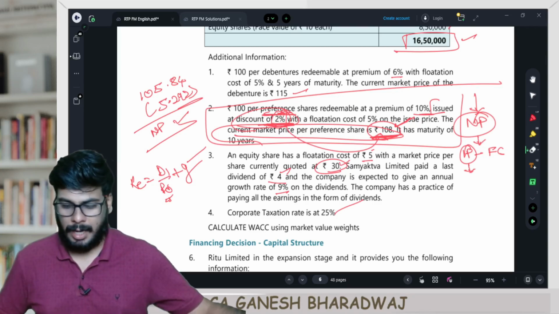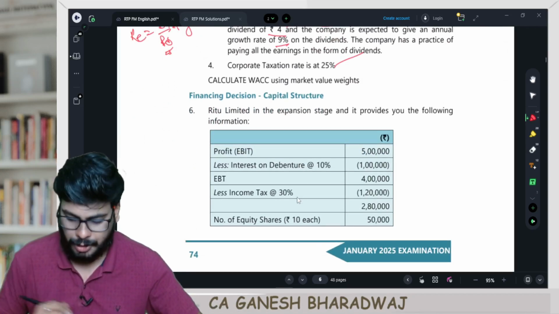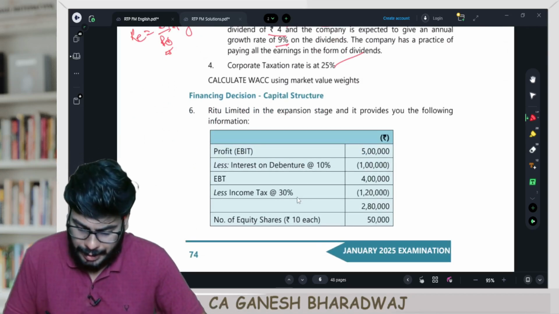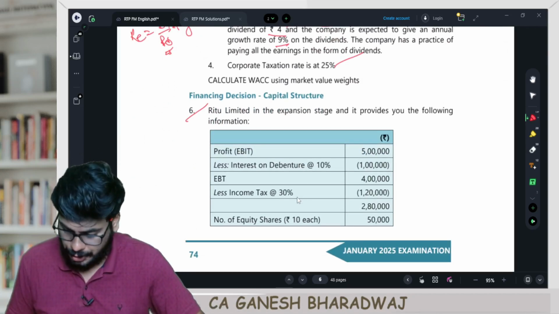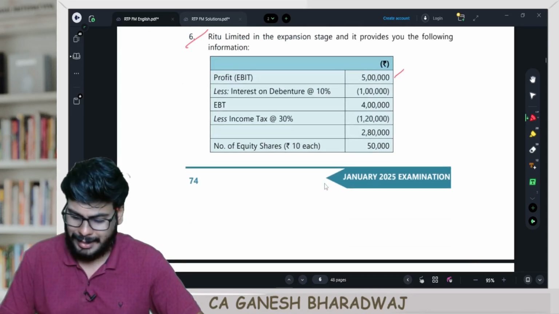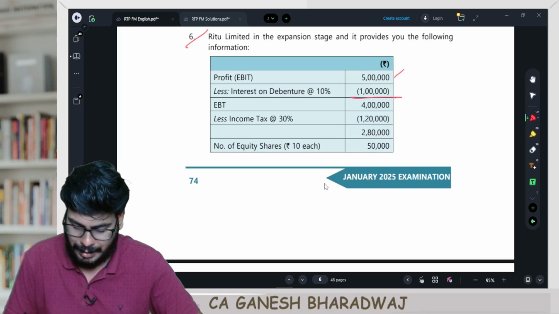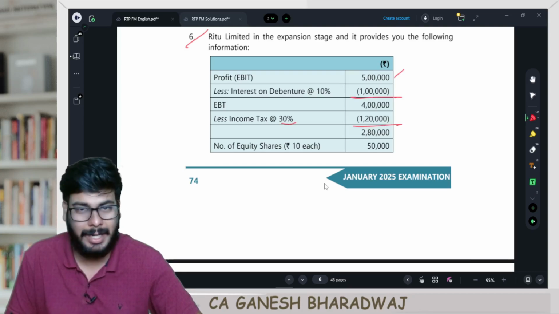Now let's get started with the next numerical problem, which is from the chapter capital structure decision, right? So Retail Limited is in the expansion stage and it provides you with the following information. So EBIT is 5 lakhs less interest on debentures, the rate of 10%. The interest amount comes out to 1 lakh rupees. So that gives you EBT minus income tax rate of 30%. That gives you EAT, right?